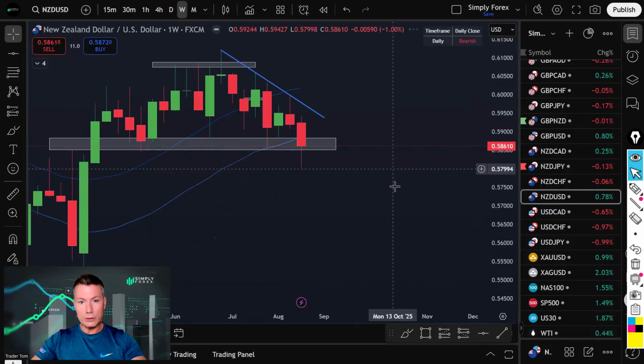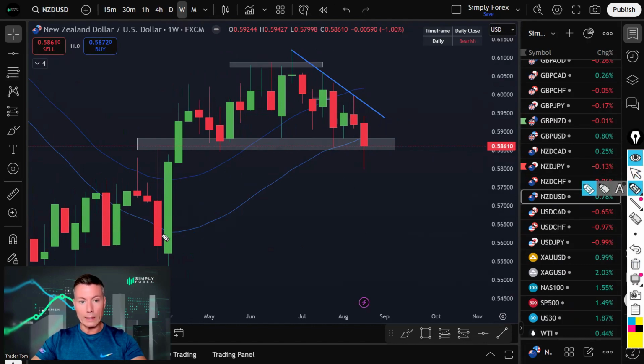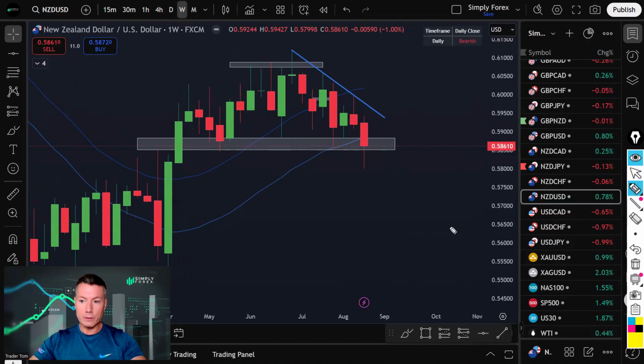If we go to New Zealand dollar US dollar, we thought we were getting a break here. This is the weekly chart, right? If we got a nice break of these lows and a nice big bearish candle, the picture would be very clear for us. I would be selling New Zealand dollar US dollar, and bullish US dollar, right? But it didn't, because of what was said on Friday, this wick closed back into this support level here. So confused is the US dollar right now.